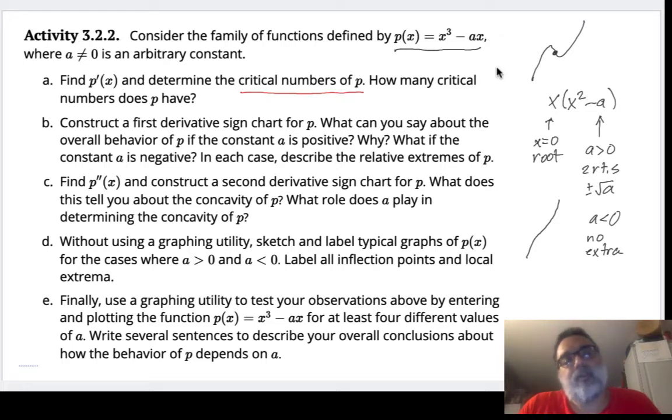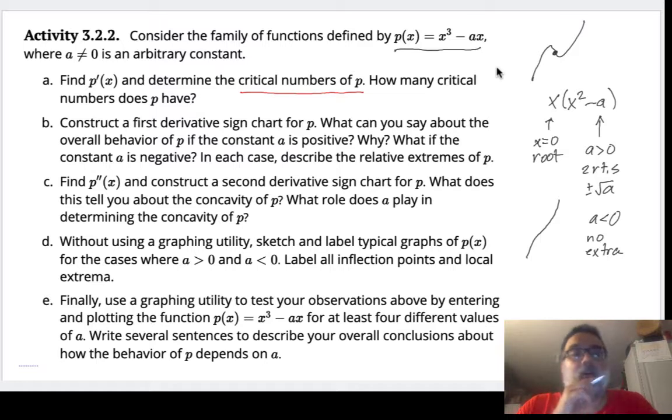Construct a first derivative sign chart for p. What can you say about the overall behavior of p if the constant a is positive? Okay, so they want us to be breaking down things into cases, much like what I did already, right? Thinking about it makes a difference if a is positive or negative. The shape of these two functions, I was guessing from experience, definitely critical numbers would be different. So I'm guessing that that's where that's going.